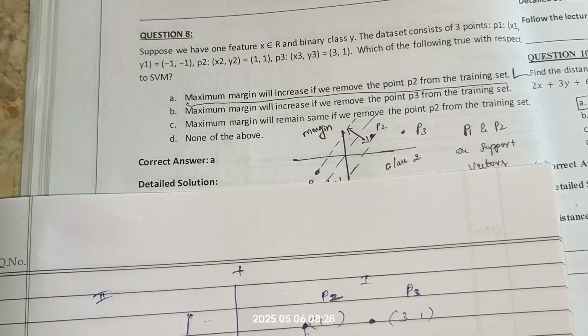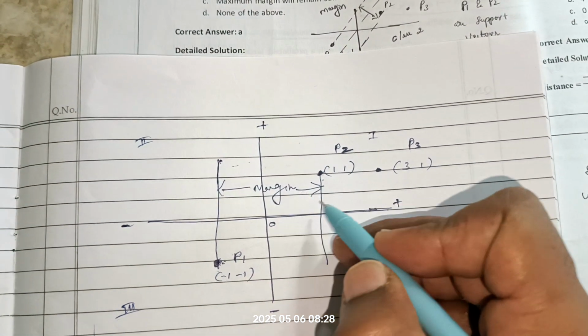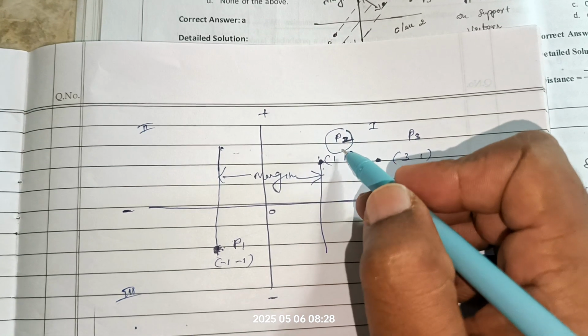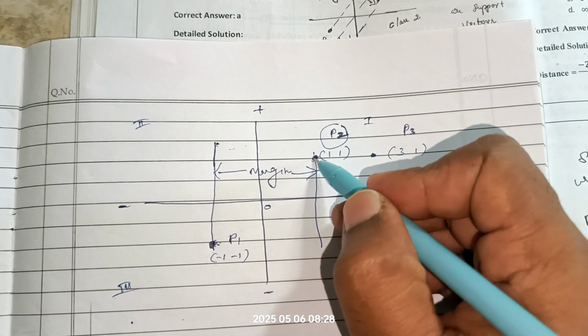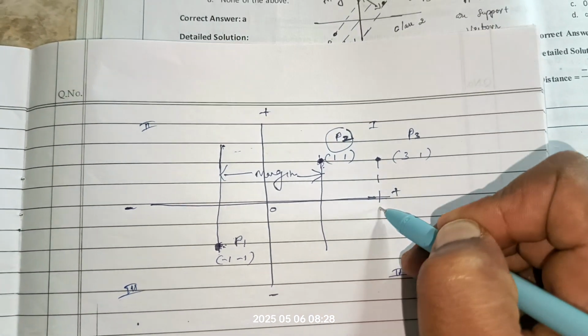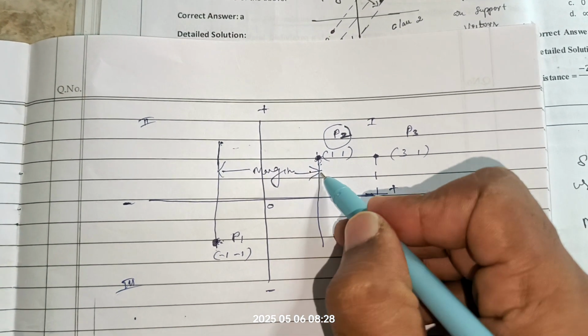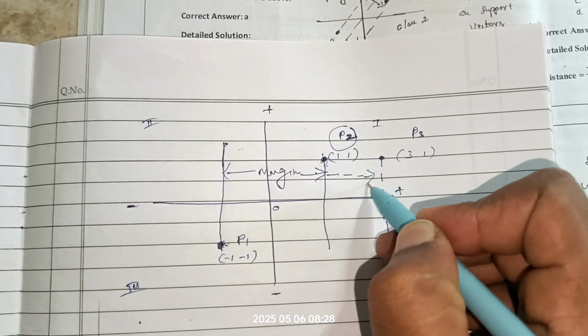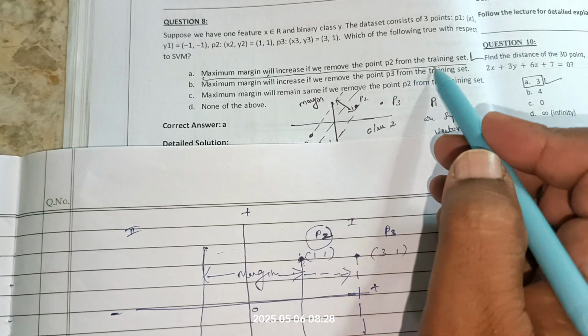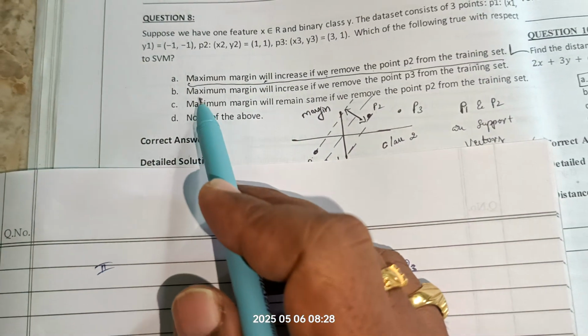Now read the question. Maximum margin will increase if we remove the point P2 from the training set. Suppose if I remove this point P2, this point is eliminated, which means this margin will shift here. So this margin is extended and it is going to be increased if we remove the point P2 from the training set. Let us examine the second one.